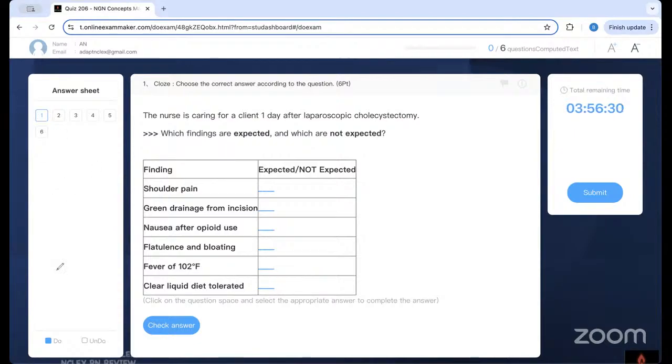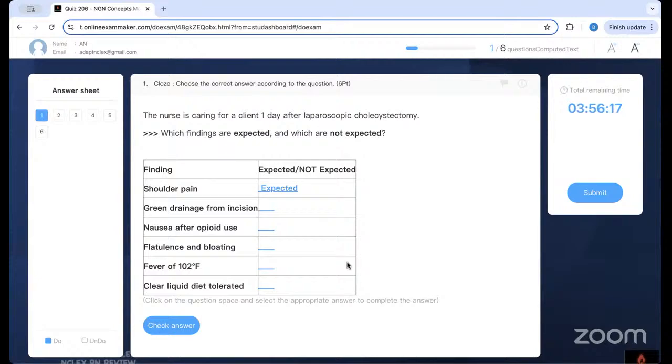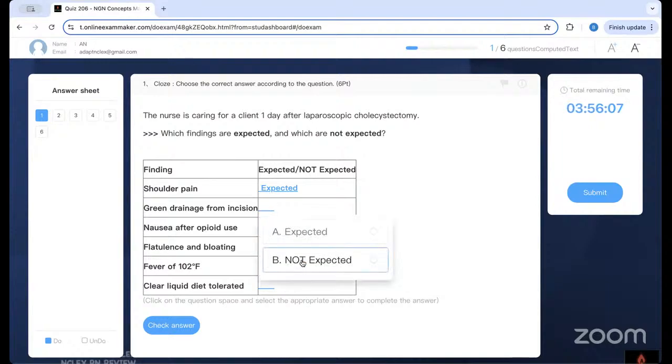So after cholecystectomy, what do you think? Left shoulder pain. This is an expected finding. It should not surprise you as the gas escapes, right? So this is an expected finding. If there's green drainage from the incision, that is a complication. It means there is a bile leak. A bile leak is a problem. So this is not expected.